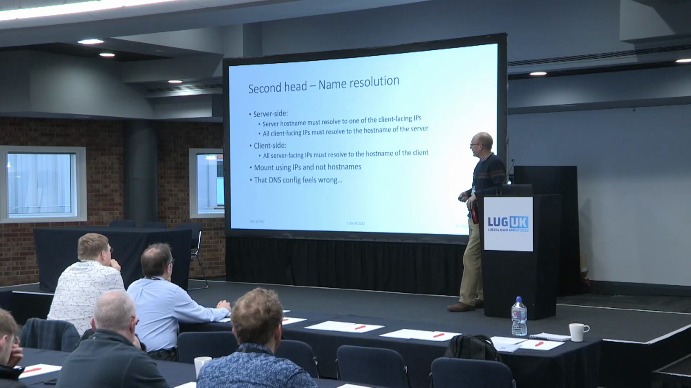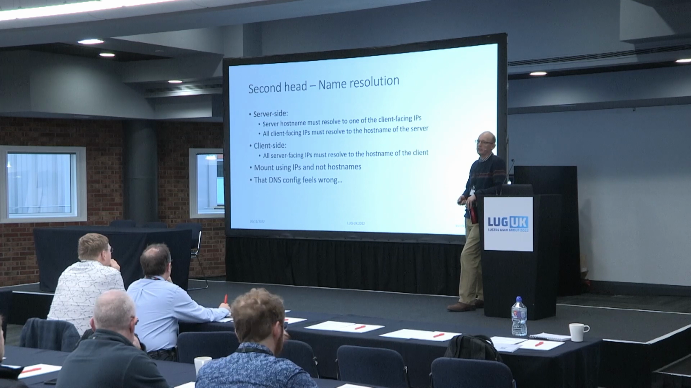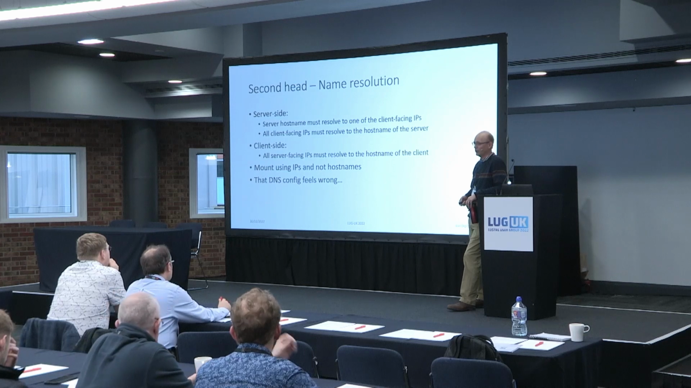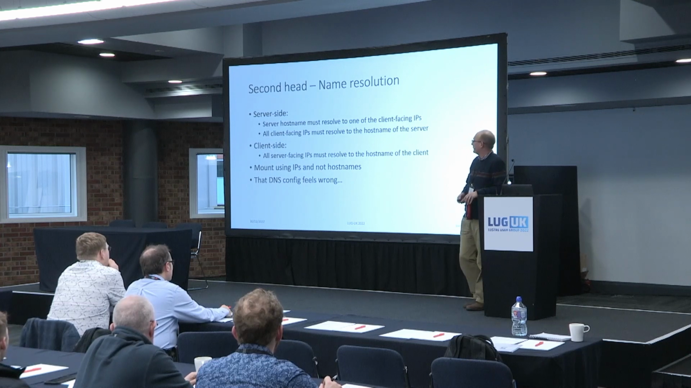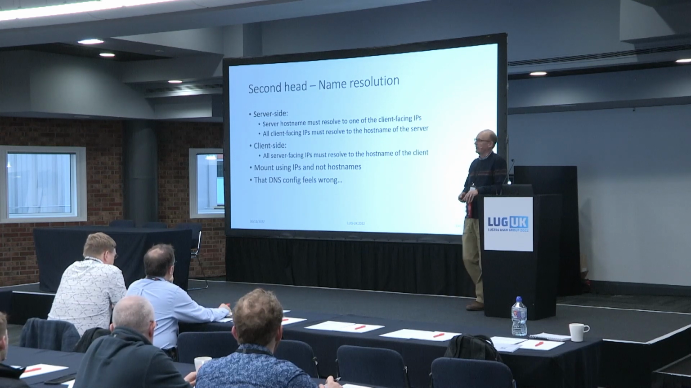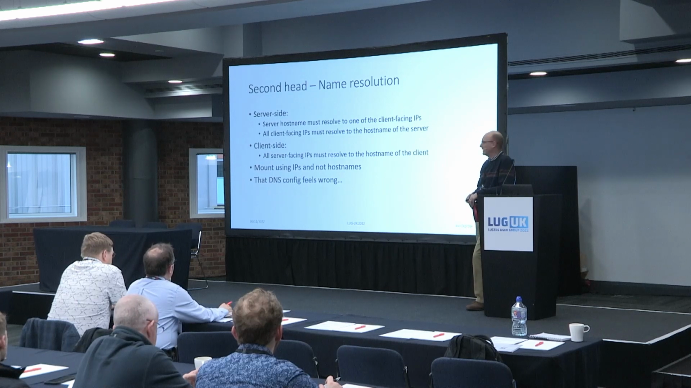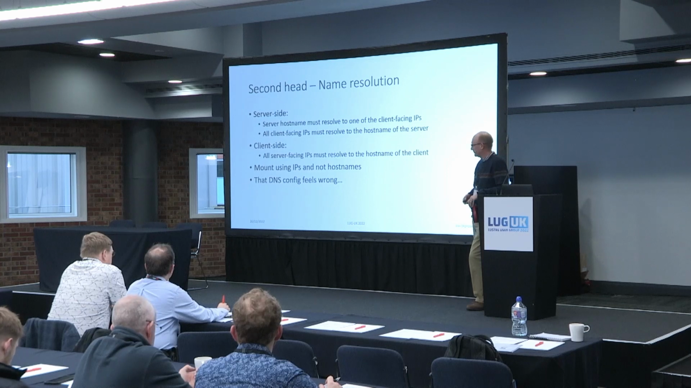And we cycled around a variety of different configurations before we settled on the host name must be associated with an IP address of one of the client-facing NICs. And for all of the client-facing NICs, the IP address must resolve to that same host name, because otherwise it just can't build the right service principal. Similarly, on the client side, all server-facing IPs must resolve to the host name of the client. And then you do the Lustre mount using IPs instead of host names. I haven't actually used Lustre enough to know whether it's unusual to do the mount with IPs instead of host names, because that's all I've known, essentially.